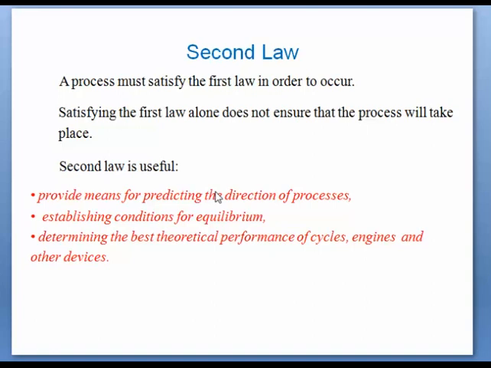The second law also gives the concept of high grade energy and low grade energy. Heat is supposed to be the low grade energy, and work and electrical energy are categorized as high grade energy. So the complete conversion of low grade energy into high grade energy is not possible.